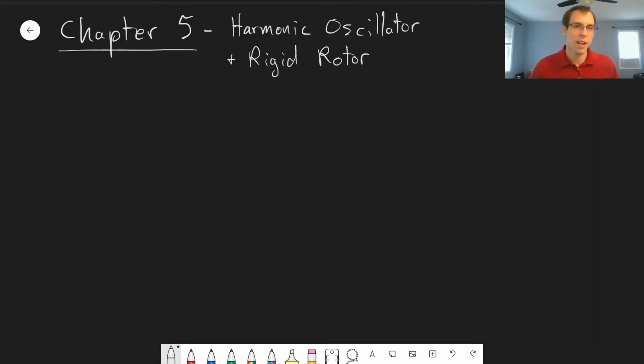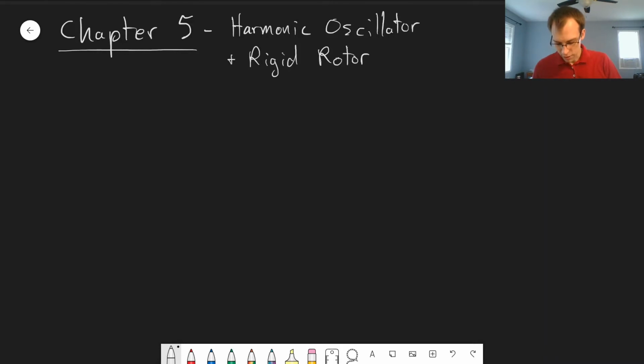Moving on to chapter 5, we're going to start looking at some exactly solvable systems in quantum mechanics that we use as models for molecules. In particular, the two models we'll be looking at are the harmonic oscillator and rigid rotor in chapter 5. Now, I'll sometimes say rigid rotor, sometimes rigid rotator. Both mean the same thing. So what are these models?